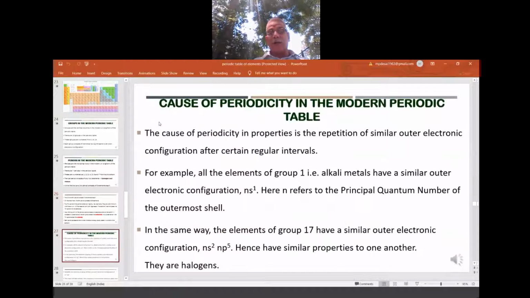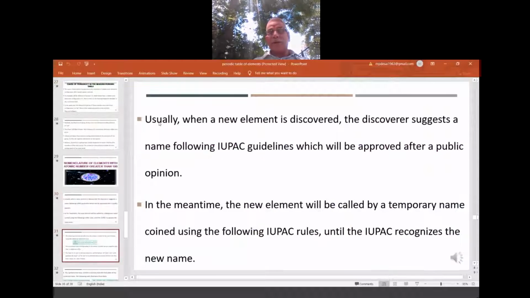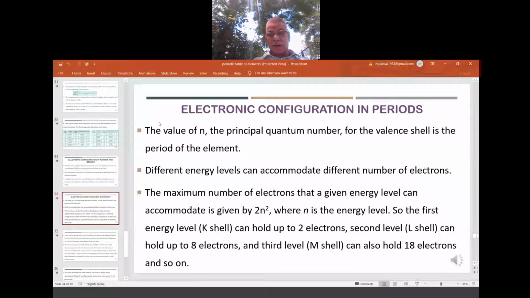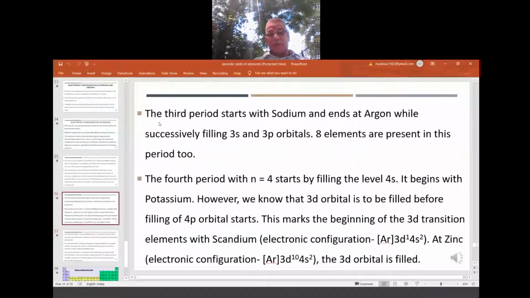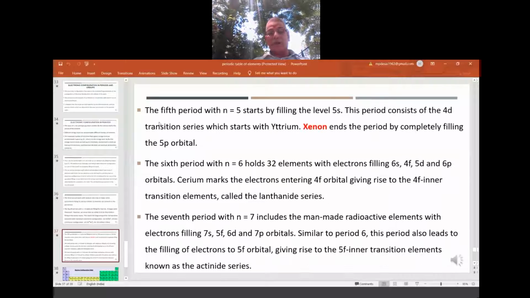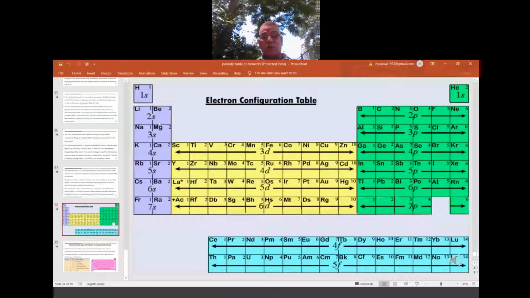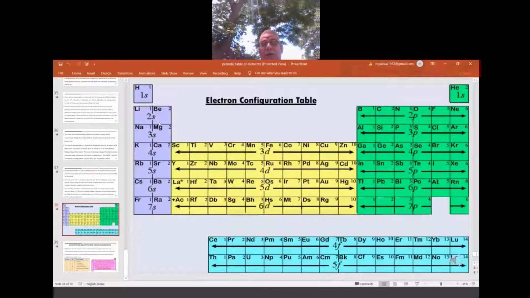So now I'll go to that area. Nomenclature over. Now in the periods only. Same thing explained. Same thing here, all these are the same. Now these are electronic configurations in the group as well as in the period.